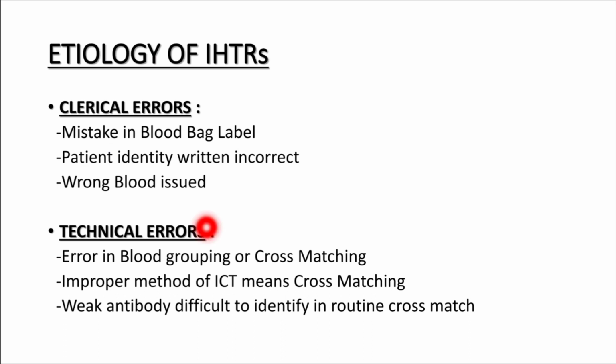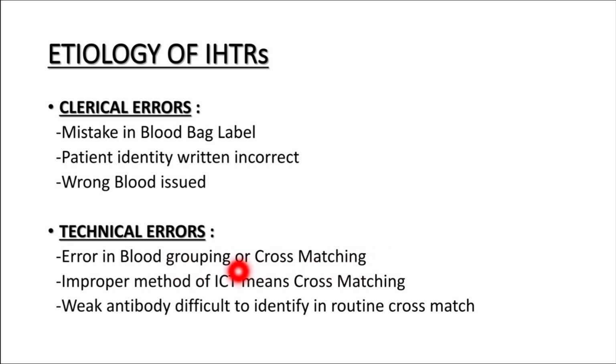All right. The second mistake can be technical error. Meaning you have made a mistake while doing the blood grouping or cross matching. If you are in a hurry and you have not done blood grouping or the indirect Coombs test correctly, then it comes under technical error, right? So you might have made a mistake in grouping or cross matching.